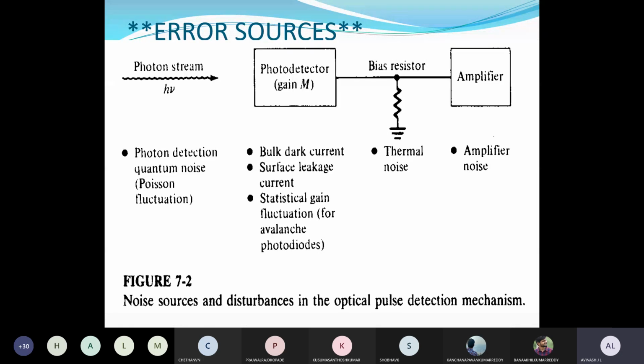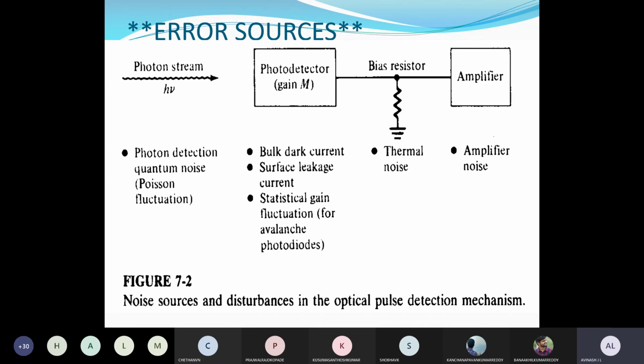Now here you can see different places, meaning where the photon stream is passing through the semiconductor. In that passing of the photon stream, you can see photon detection and quantum noise. What it means is that when the photon stream is passing, obviously photon detection and quantum noise will arise. That kind of noise you can encounter in this particular area. That is exactly the meaning.